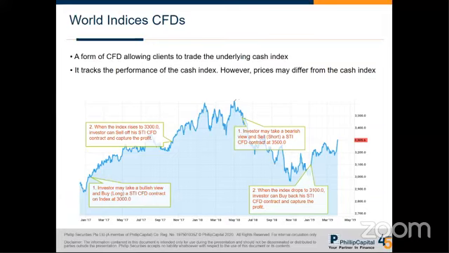So what are indices? CFD indices are a form of CFD that allow our clients to trade the underlying cash index. It tracks the performance of the cash index. However, just take note that the prices may differ from the cash index itself.